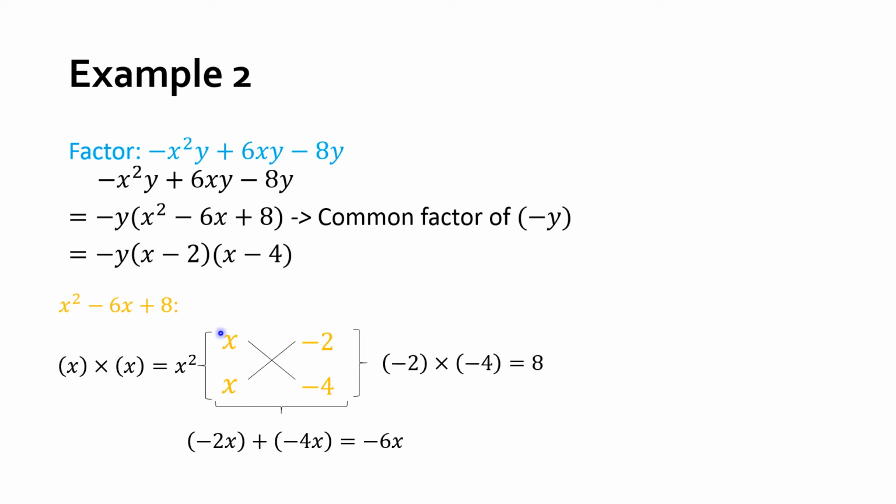So then if we put these together, it's x minus 2 times x minus 4. So this expression, x squared minus 6x plus 8, is x minus 2 times x minus 4, and we have to multiply it by negative y.